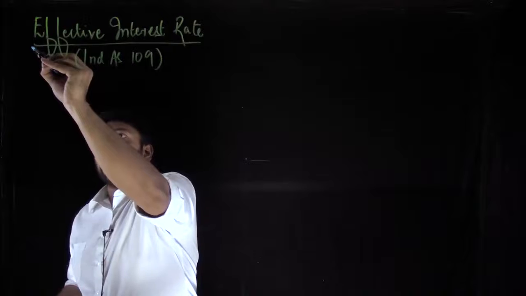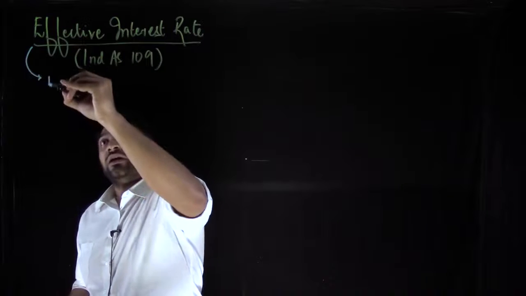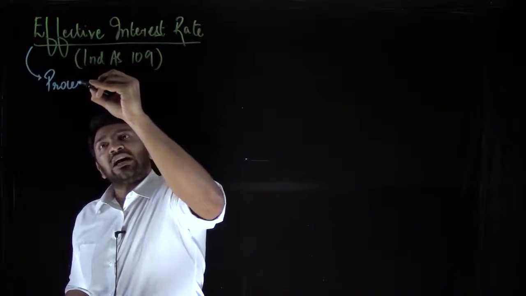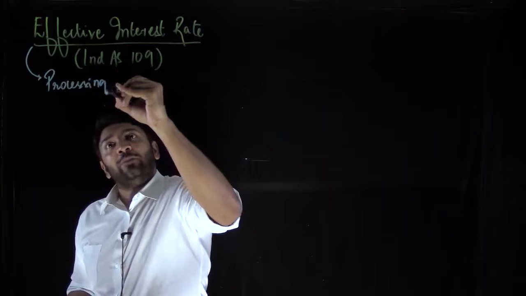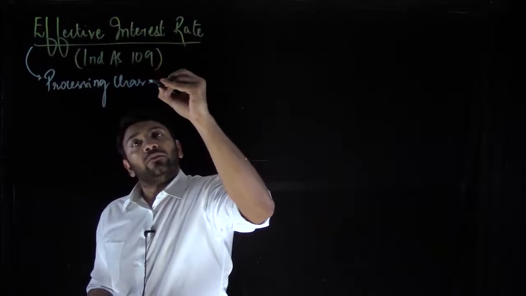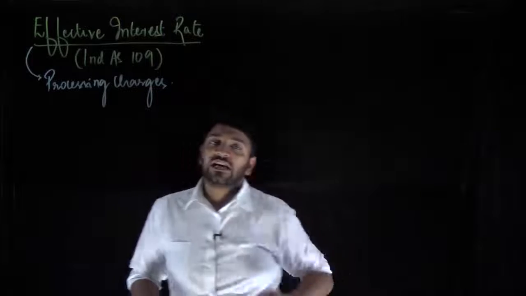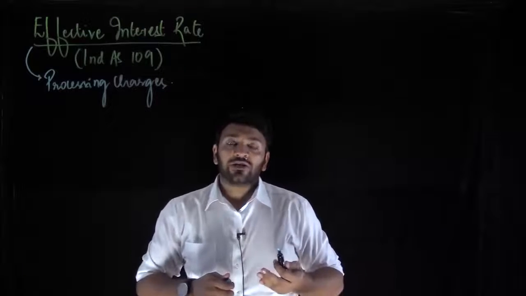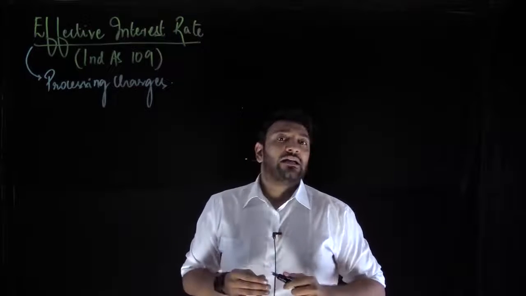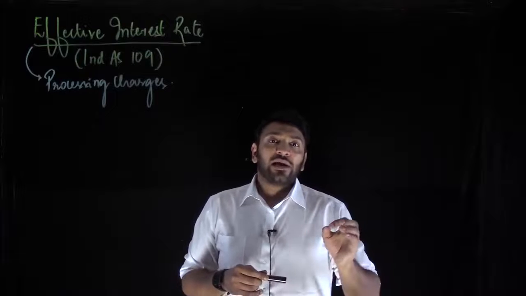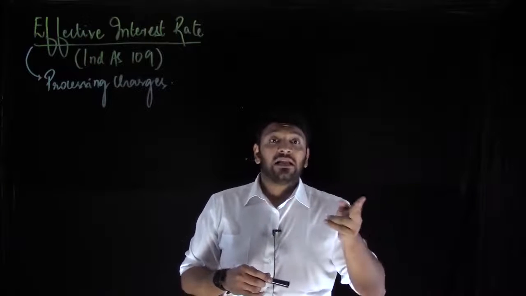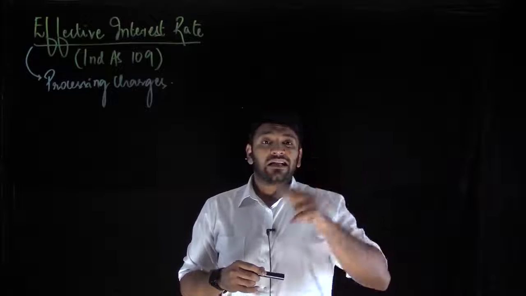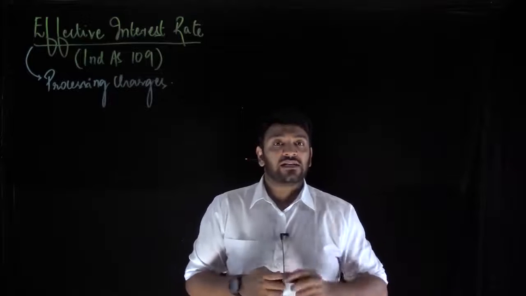Effective interest rate actually includes any processing charges which are incidental to the loan. What are the processing charges? Normally when I apply for a loan of 100 rupees, 100 rupees does not get credited into my bank account. What you get is a credit of 100 rupees and immediately there is a 2 rupees debit saying that it is bank charges. These are called processing charges.